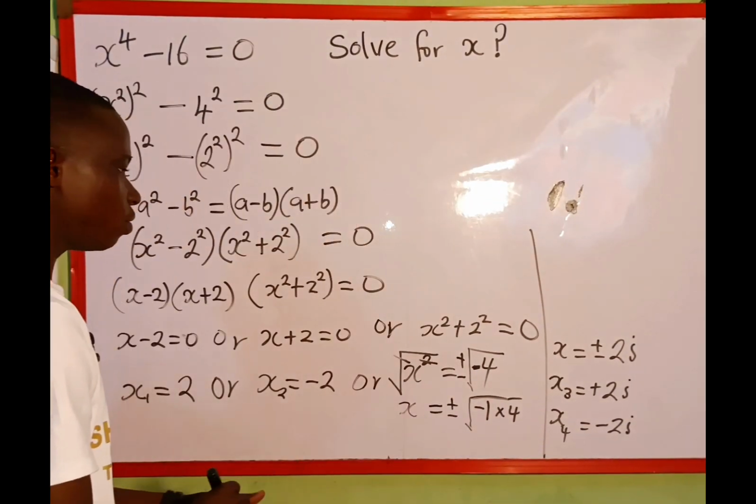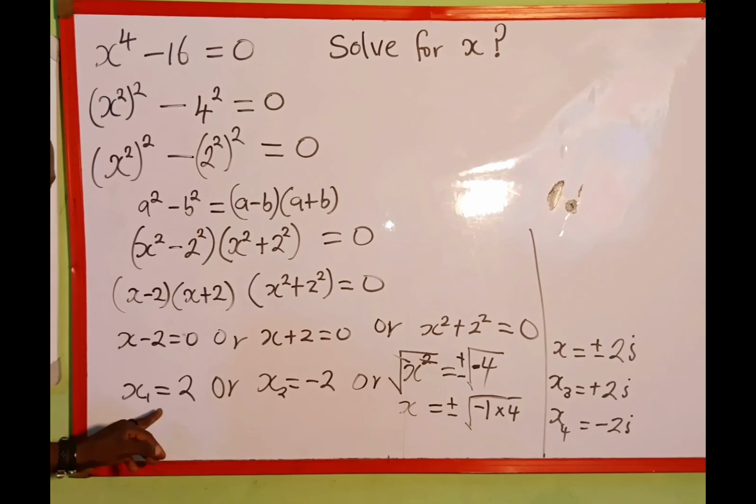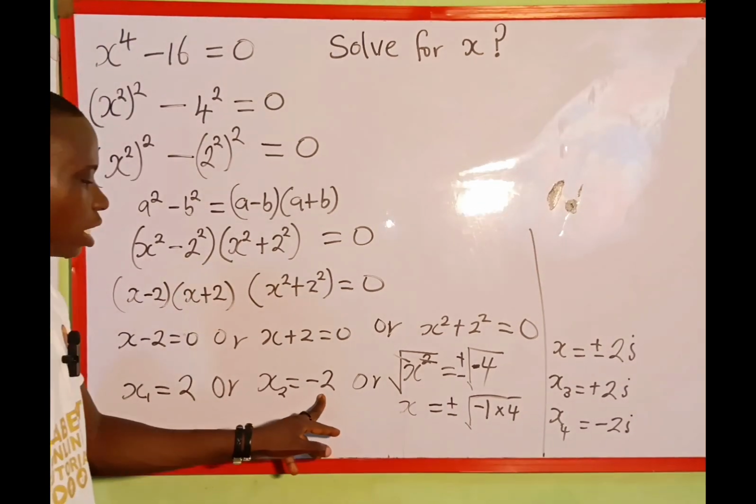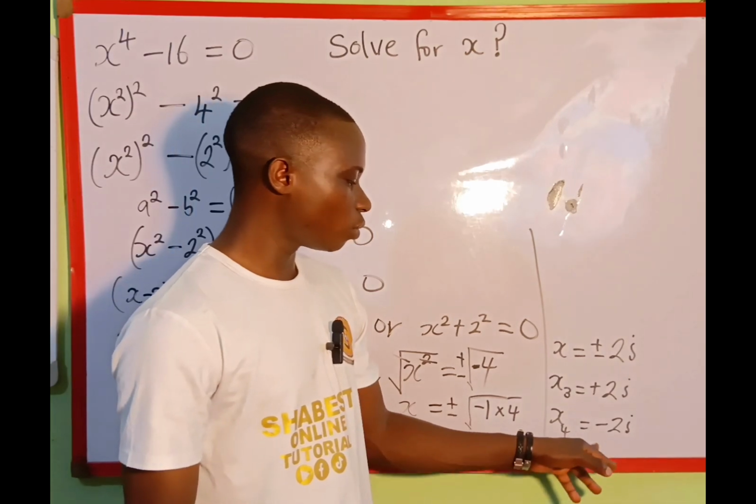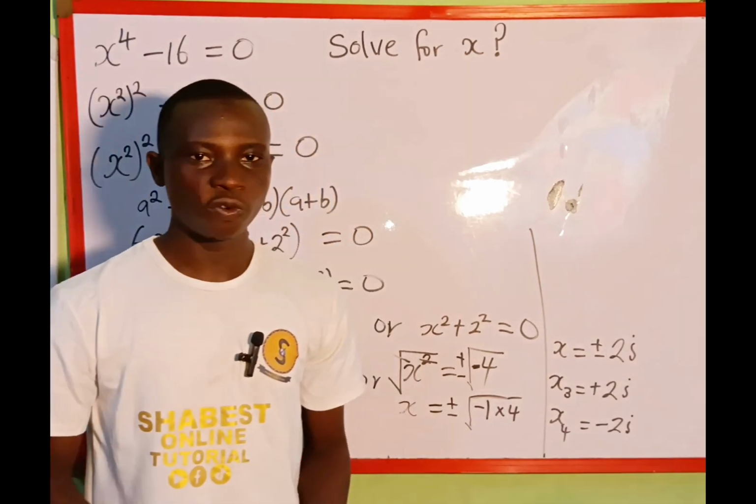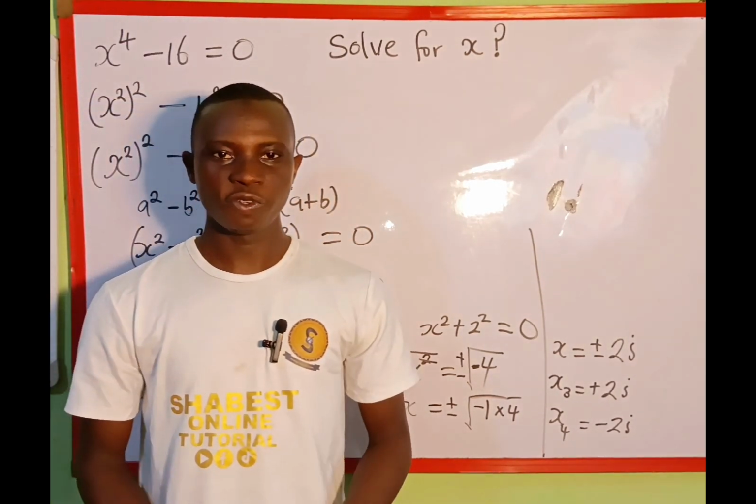So these are the four values of x that satisfy this equation. X1 is 2, x2 is negative 2, and x3 is positive 2i, while x4 is equal to negative 2i.